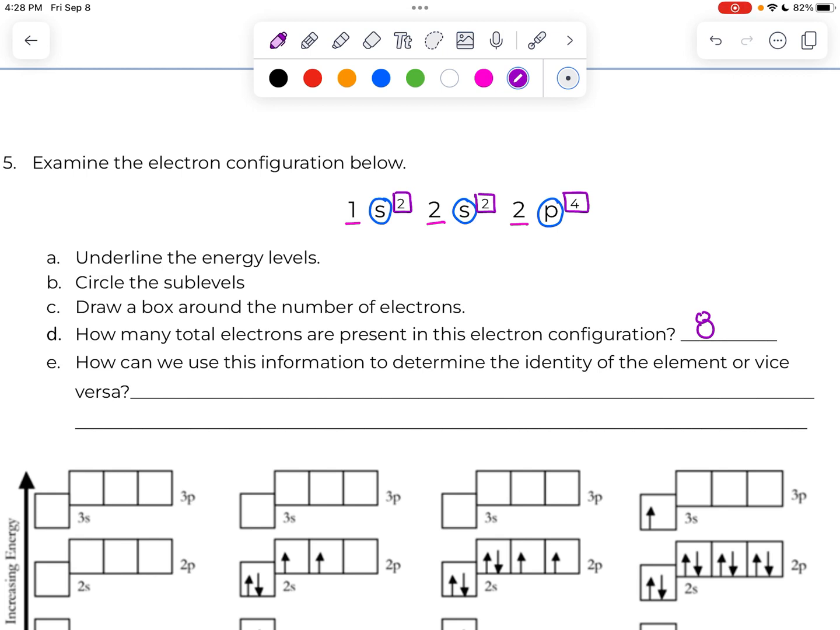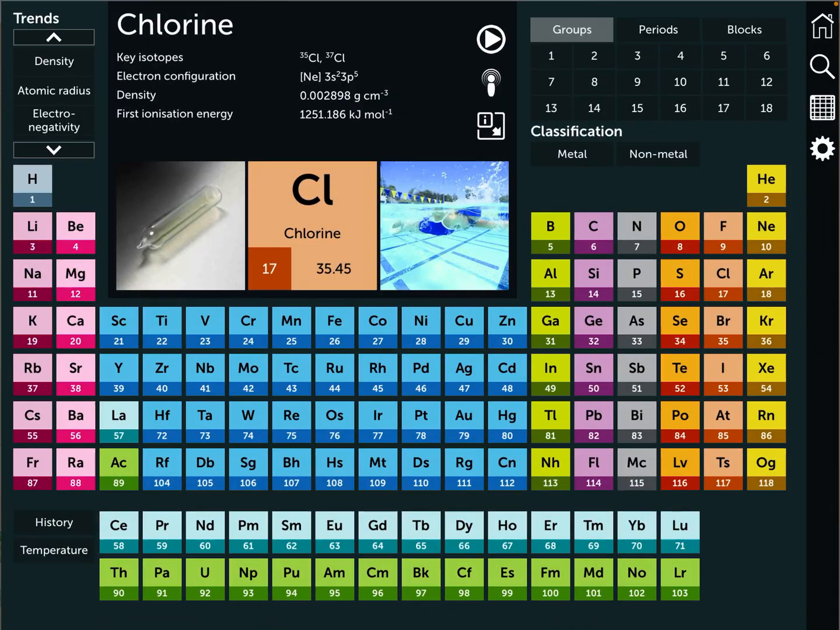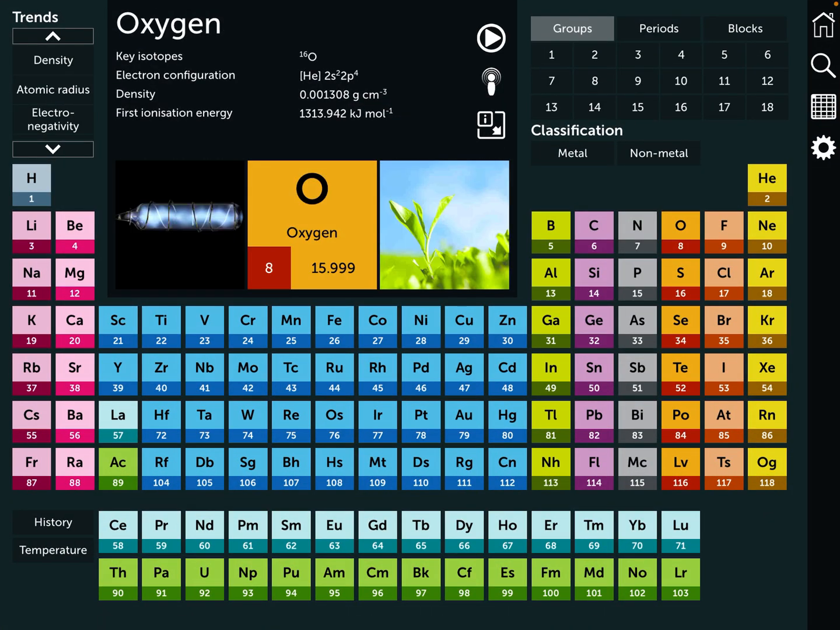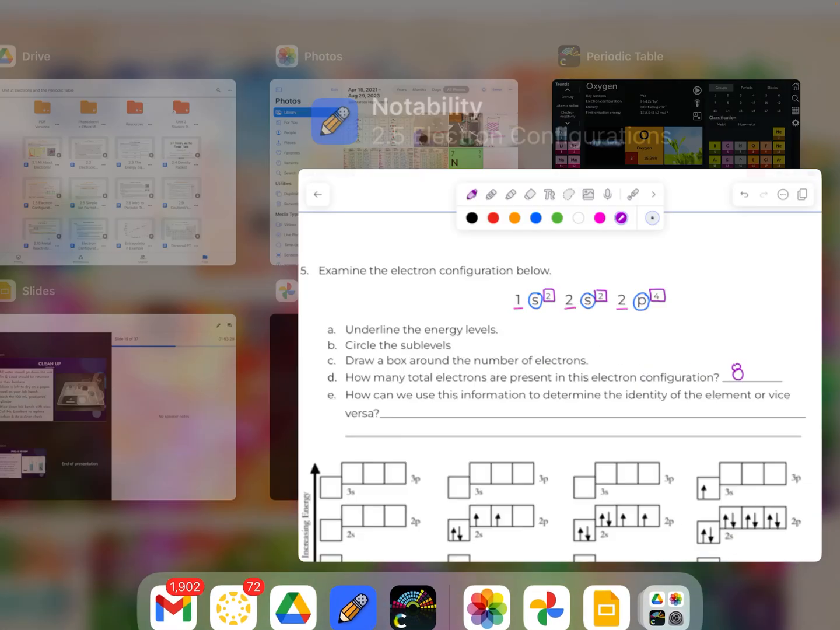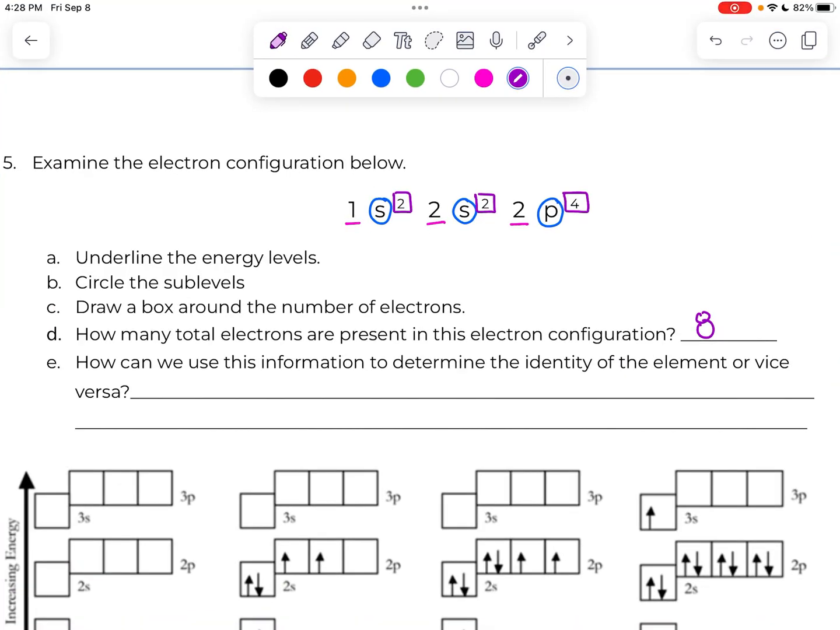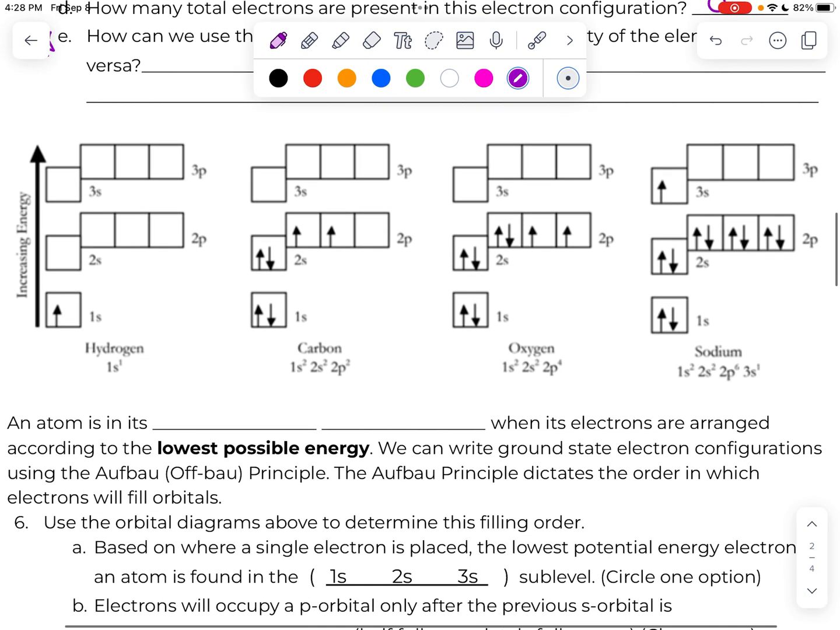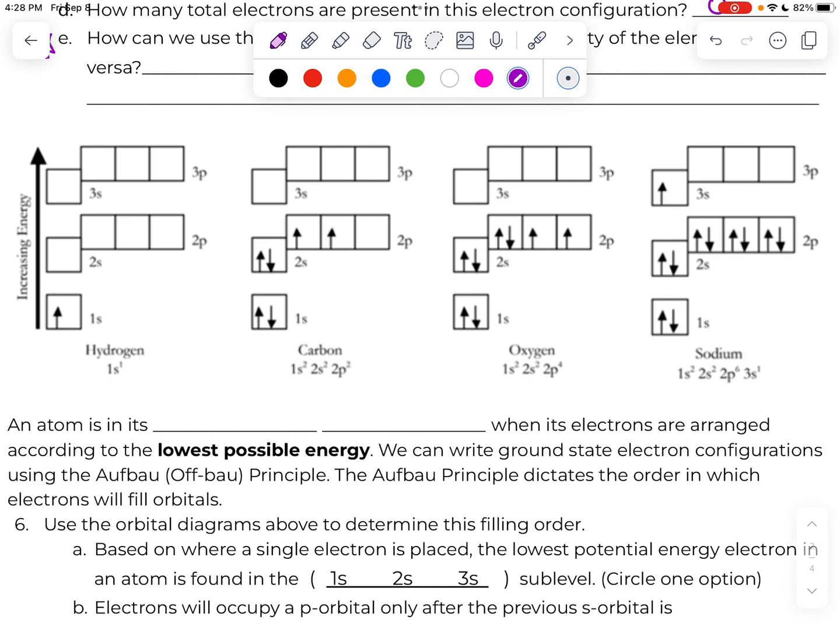All I have to do is look on the periodic table. So if I look on my periodic table, the element that has 8 protons, or an atomic number of 8, is oxygen. So this must be the electron configuration for oxygen. I'll let you pause the video here and try to write your own explanation for letter E using what I just talked about.